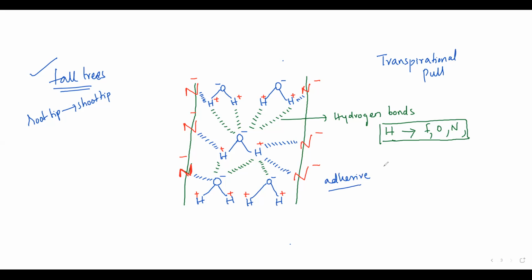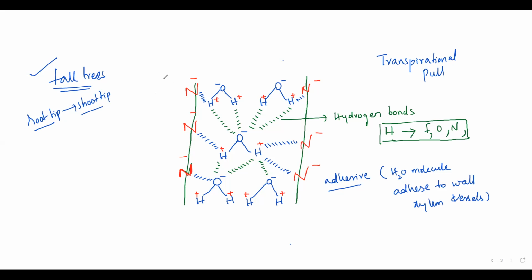Adhesion is nothing but the water molecules adhering to the walls of the xylem vessels, the containers where they are present, just because of these bonds which are strongly built between the electropositive and electronegative atoms. So this behaves like a huge, long water column which is built up in the xylem from the root tip to the shoot tip, children.